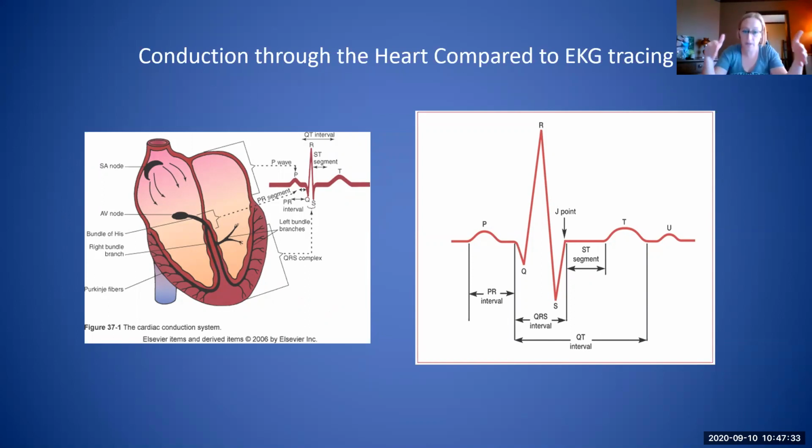Then your PR interval is represented by your AV node. That is the length of time it takes for that electrical impulse to go from your SA node to your AV node. The normal PR interval should be less than 0.20. Then you have your QRS. Your QRS is the complex that signifies your ventricular depolarization or your ventricular contraction, and that is your bundle of His. And your QRS should be less than 0.10. I didn't say that yet, right?